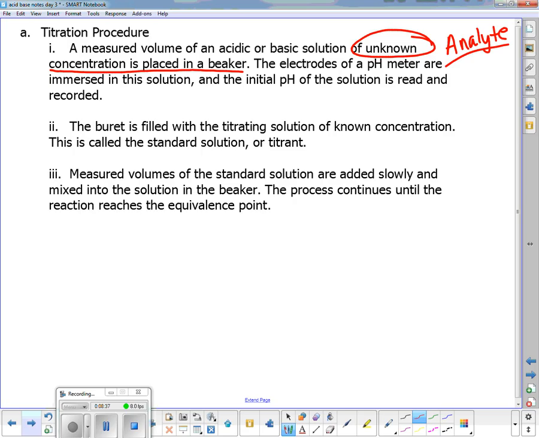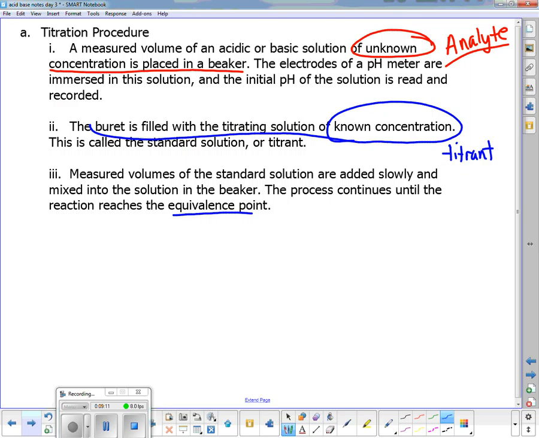What we're going to be doing is using indicators to tell us when the titration is over. The burette is filled with titration solution of a known concentration. This is known as the titrant. Okay, so the known is the titrant, the unknown is the analyte. But we know how much analyte we put in, and we know the concentration of our titrant. So we're able to add them together until we get to the end, until the point of equivalence.